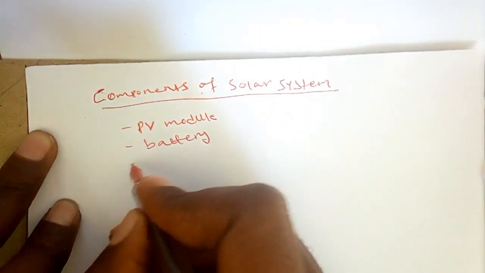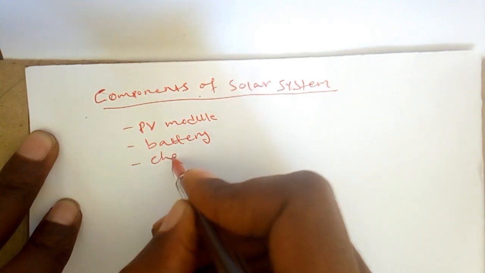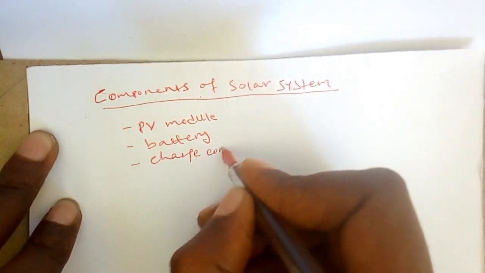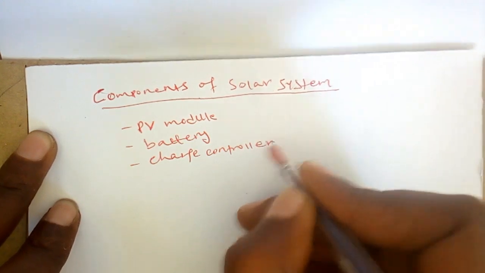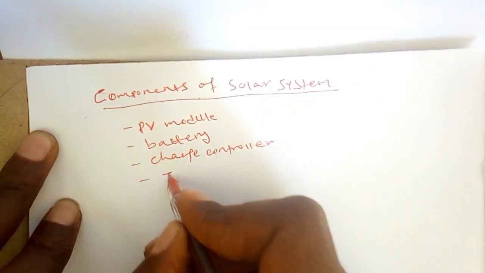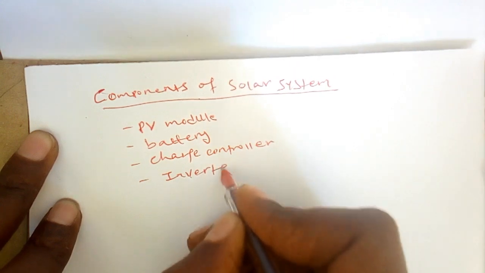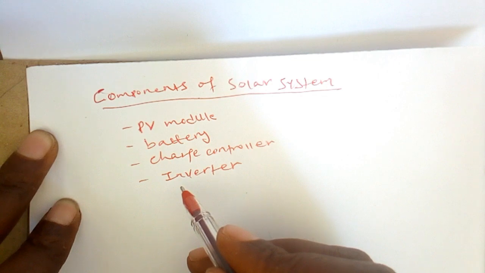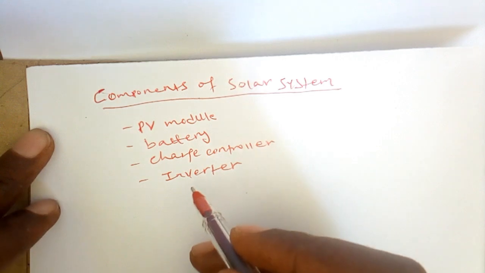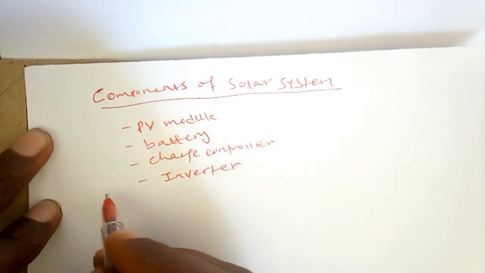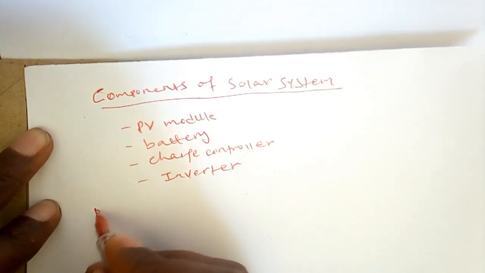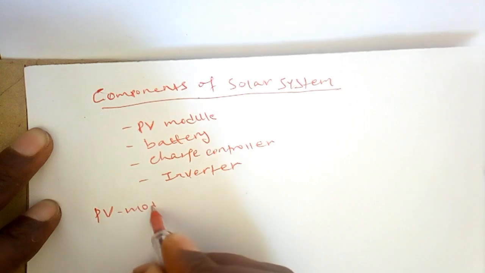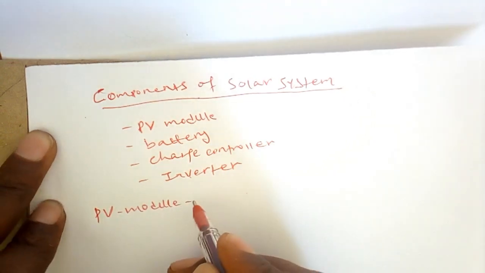The first component is the PV module, the second is the battery, the third is the charge controller, and finally we will discuss the inverter. So these are the basic components of solar PV system. When we see the PV module, this is the main component. The PV module.